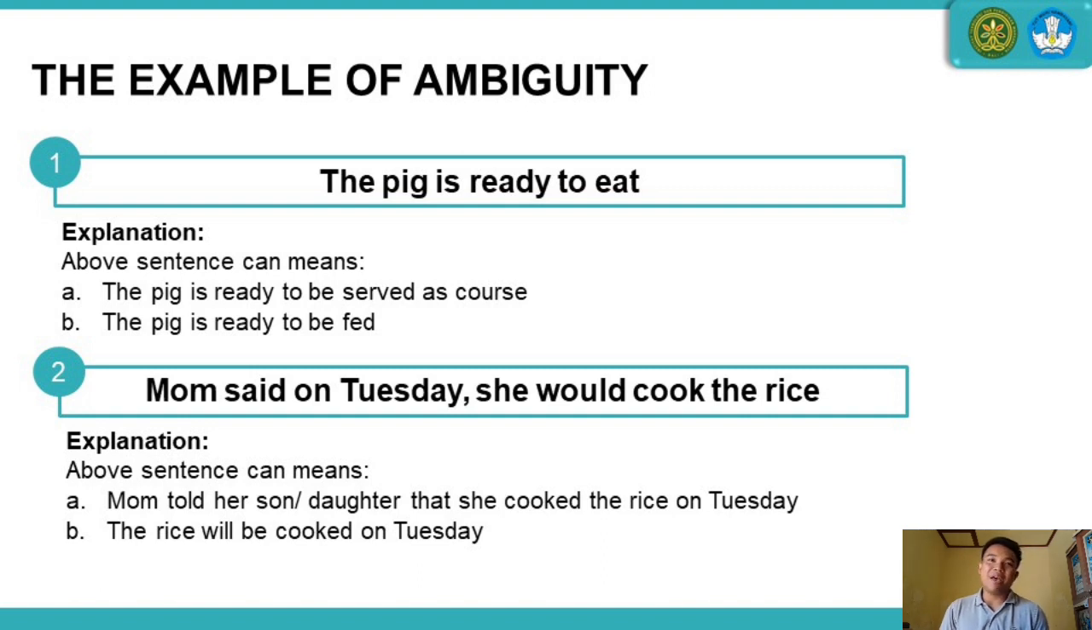And then the second example: "Mom said on Tuesday she would cook the rice." There are two interpretations that can arise from this sentence. The first is that Mom told her son or daughter on Tuesday that she would cook the rice. And the second one is that the rice will be cooked on Tuesday.